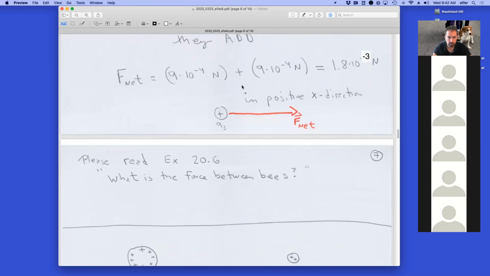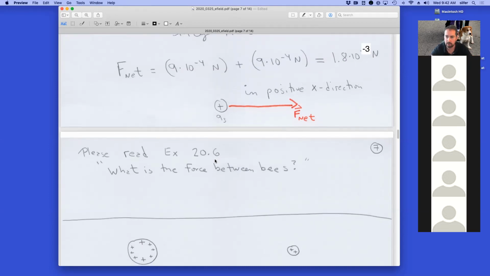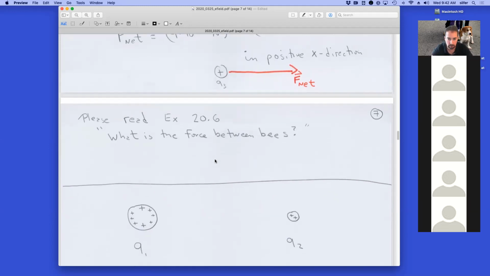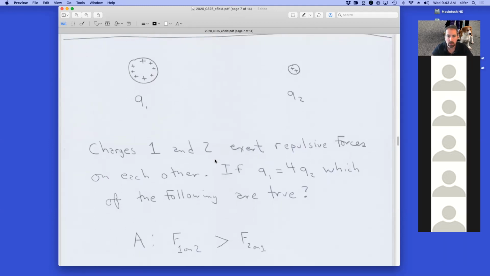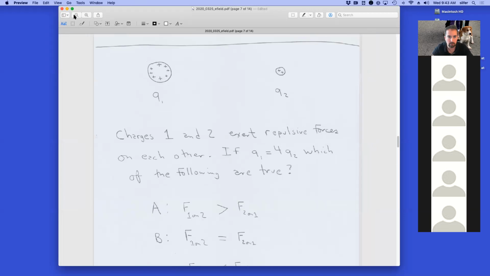All right, so the thing that I'd like you to do, and I will post this as part of the notes so you don't have to find it, is read example 20.6. It's in the textbook for the people that have the textbook at home. It's called What is the Force Between Bees? It's on page 709, and I will actually post the content of that example. But I think it's a nice example of what this type of force means to a real biological system. So we're getting a little short on time, so I won't spend too much time on this, but I'd like to just put a little conceptual problem up here for you.